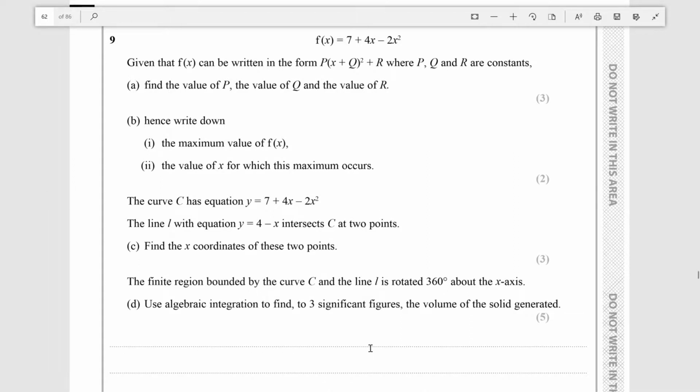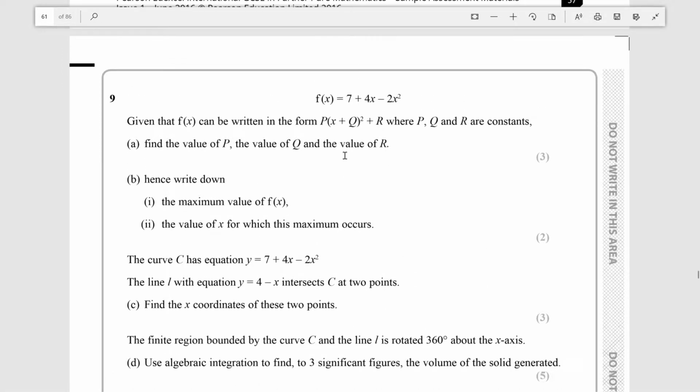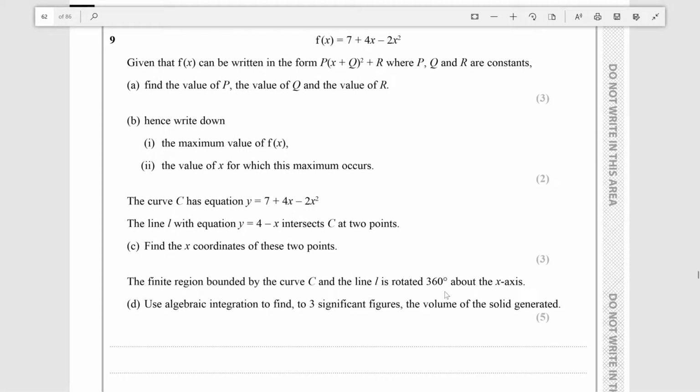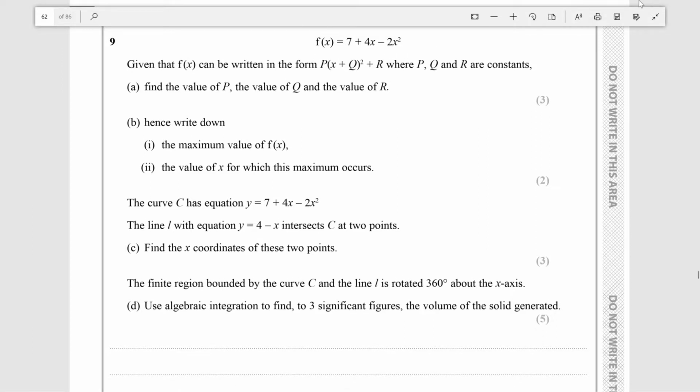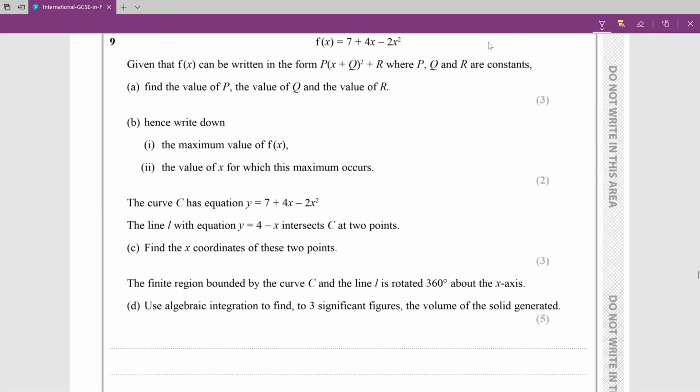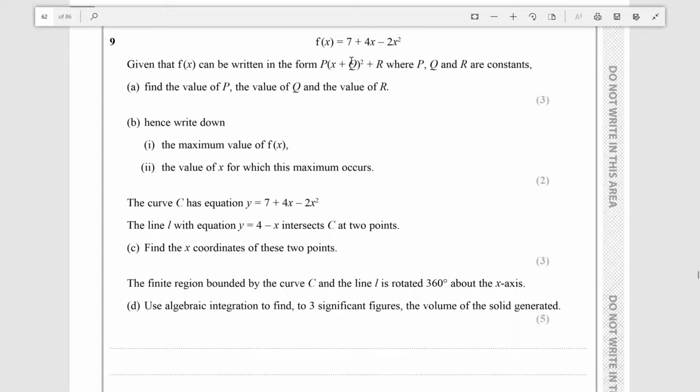Hello everyone. Today we're going to be going over question 9 from paper 2 of the sample assessment material for a further pure maths IGCSE. Now this question is about both quadratics and calculus in terms of volume of revolution. So we have a function f(x) is 7 plus 4x minus 2x squared.